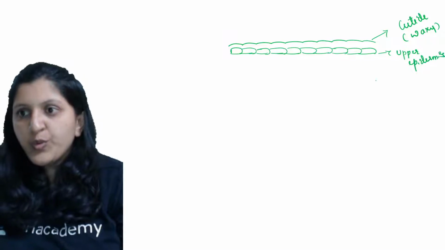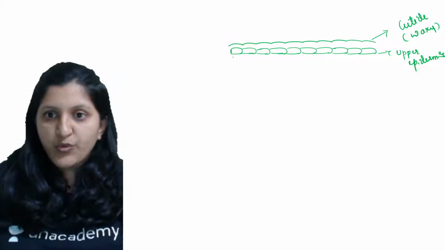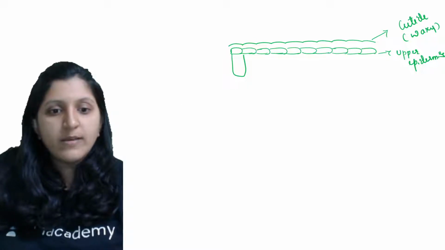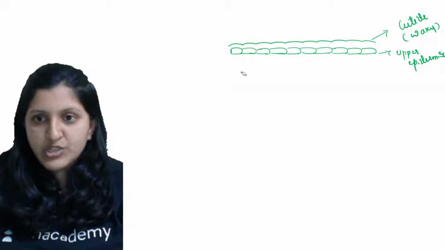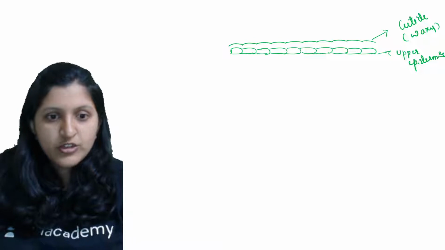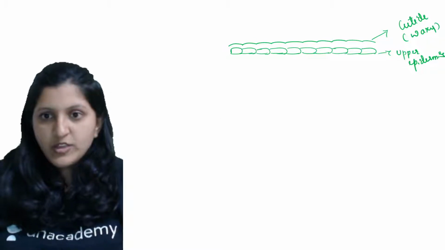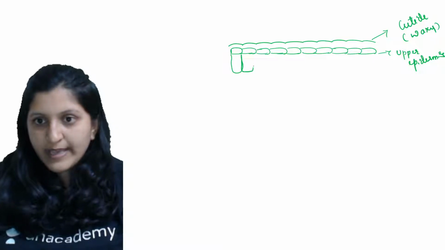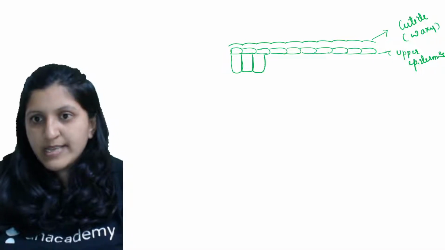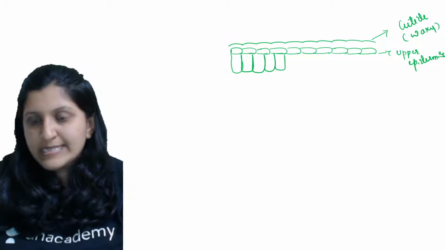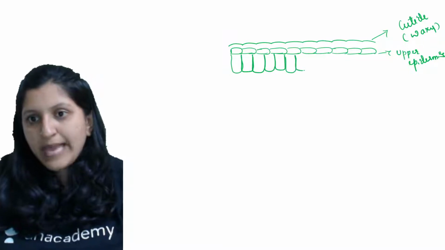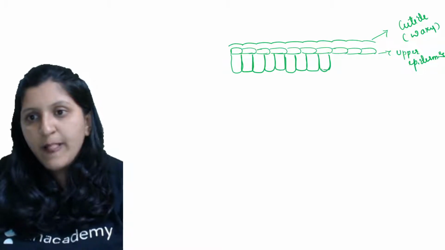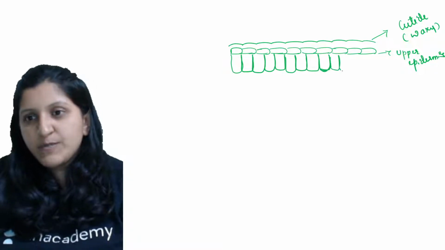Then you can also see there is a palisade mesophyll. Let me just draw the palisade mesophyll, which is columnar in nature. You can find them as column-like cells, something like this. These columnar cells are called the palisade mesophyll. Just below this palisade mesophyll you can find the spongy mesophyll as well.